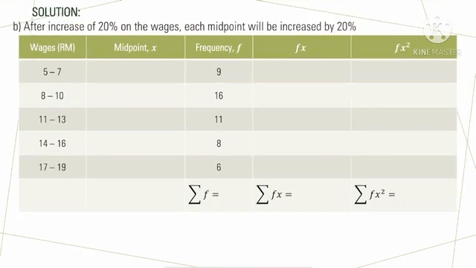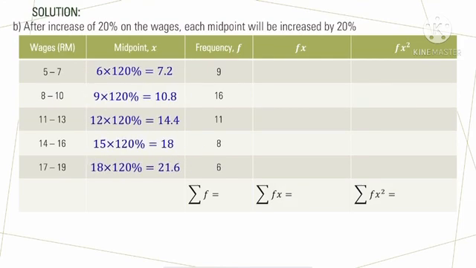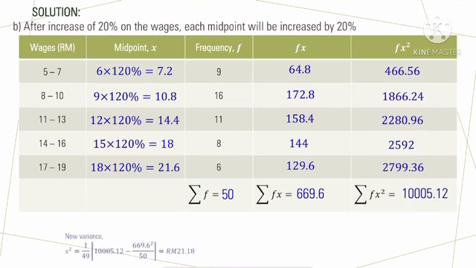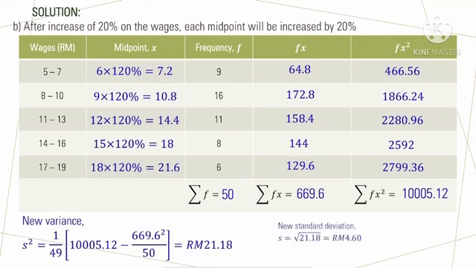After an increase of 20% on the wages, each midpoint will be increased by 20%. So the new midpoint equals the previous value multiplied by 120%. Then complete the rest. After that, substitute all the values into the formula to find the new variance and the new standard deviation.